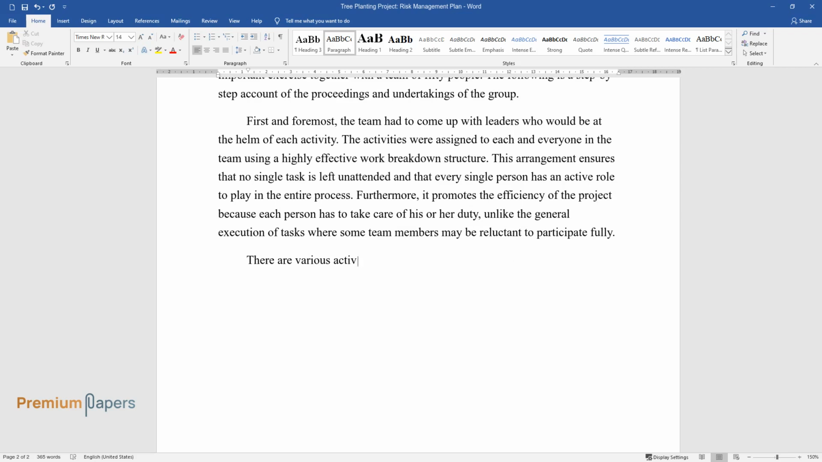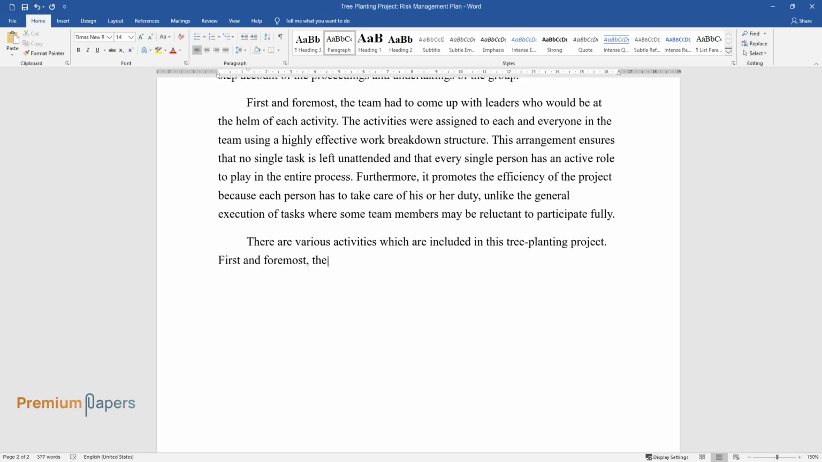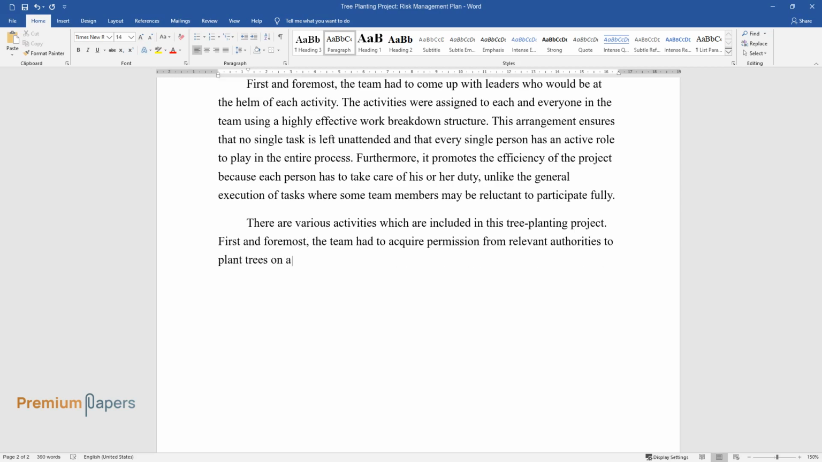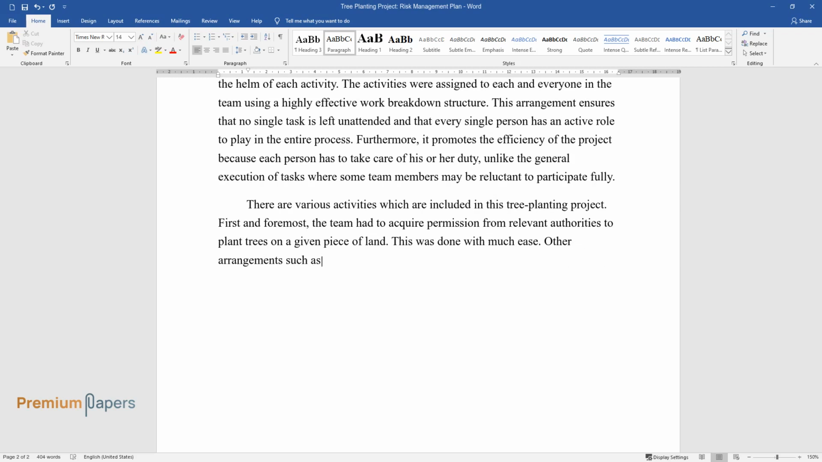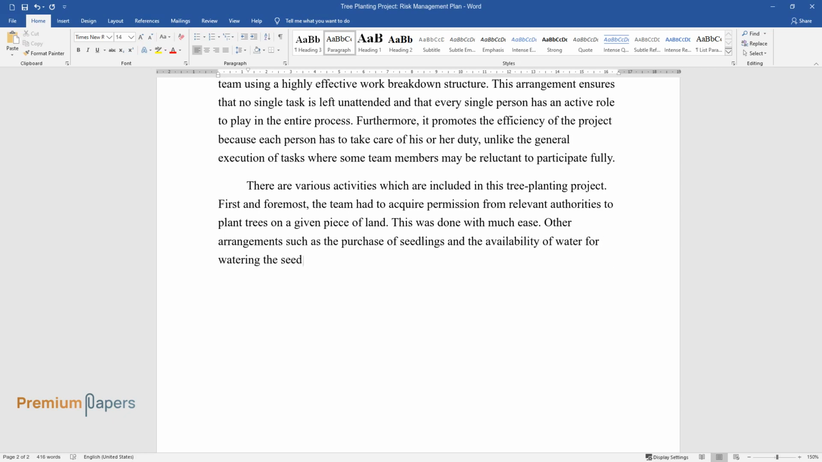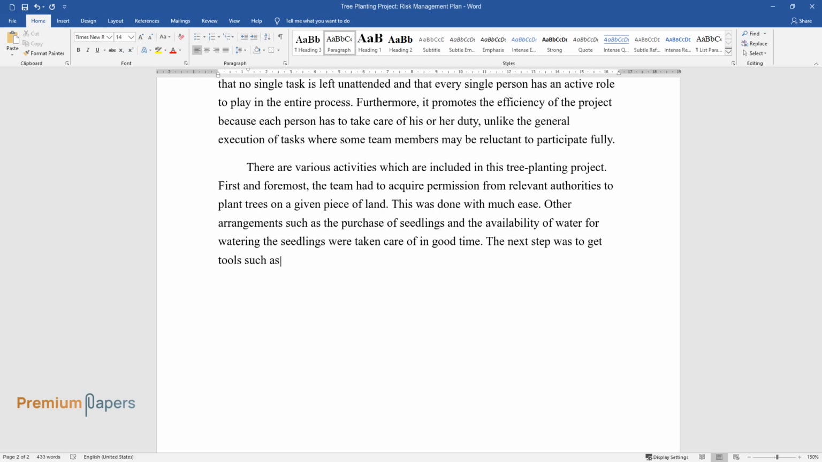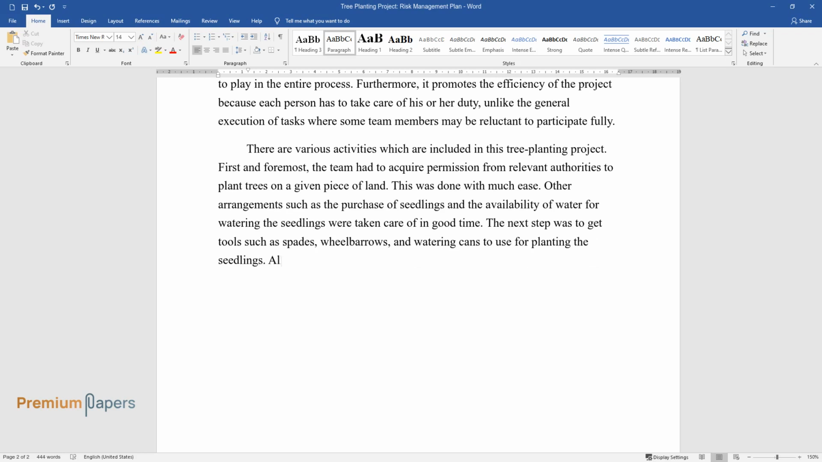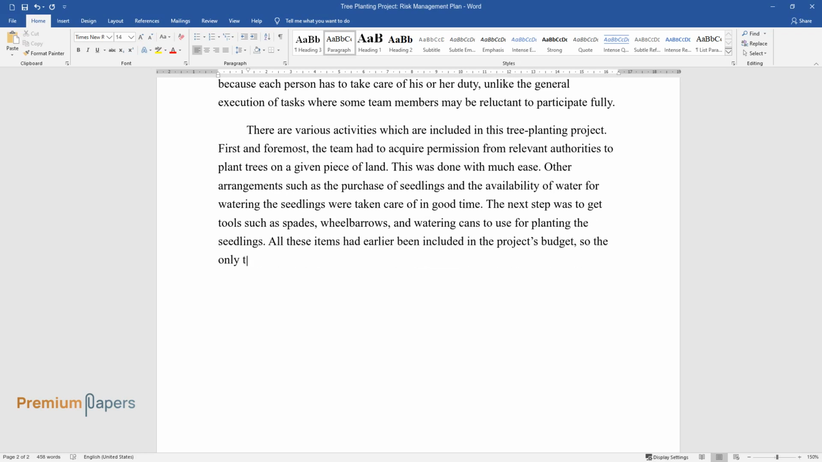There are various activities which are included in this tree planting project. First and foremost, the team had to acquire permission from relevant authorities to plant trees on a given piece of land. This was done with much ease. Other arrangements such as the purchase of seedlings and the availability of water for watering the seedlings were taken care of in good time. The next step was to get tools such as spades, wheelbarrows, and watering cans to use for planting the seedlings. All these items had earlier been included in the project's budget, so the only thing remaining was to purchase them.